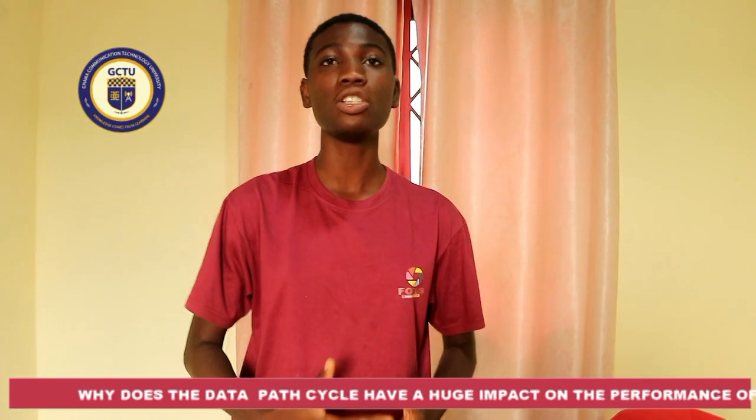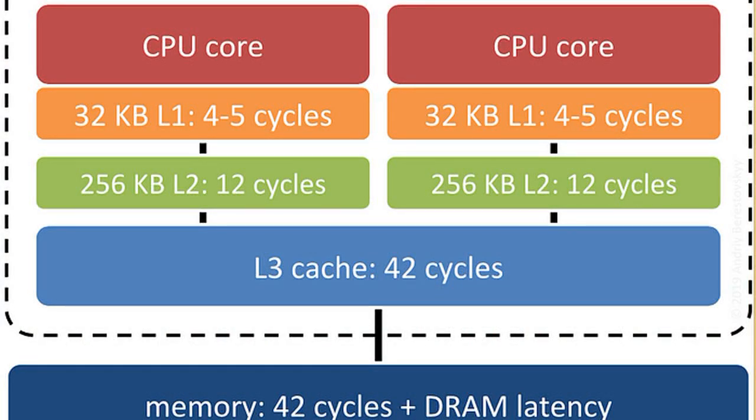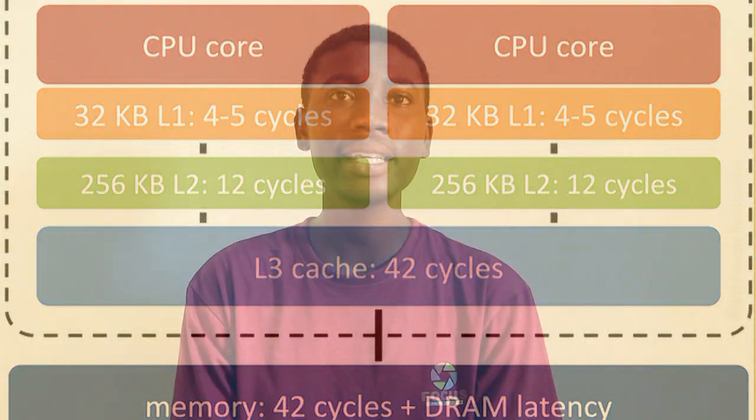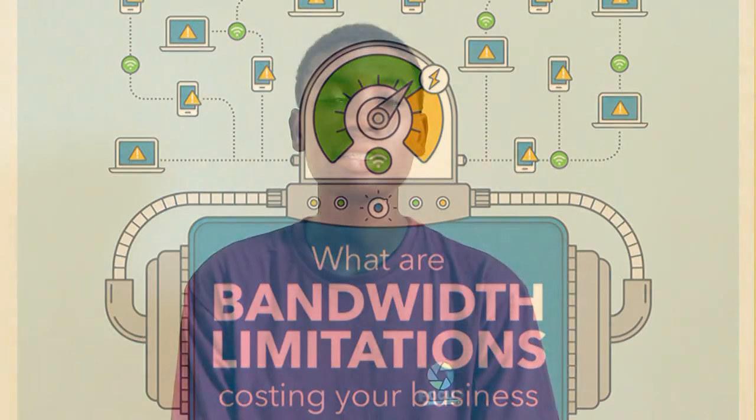More light on how the data path cycle has a huge impact on the performance of the CPU. The data cycle significantly impacts CPU performance because it determines how quickly the CPU can access and process the data it needs. Factors include memory access latency, cache efficiency, bandwidth limitation, and pipeline stall efficiency.